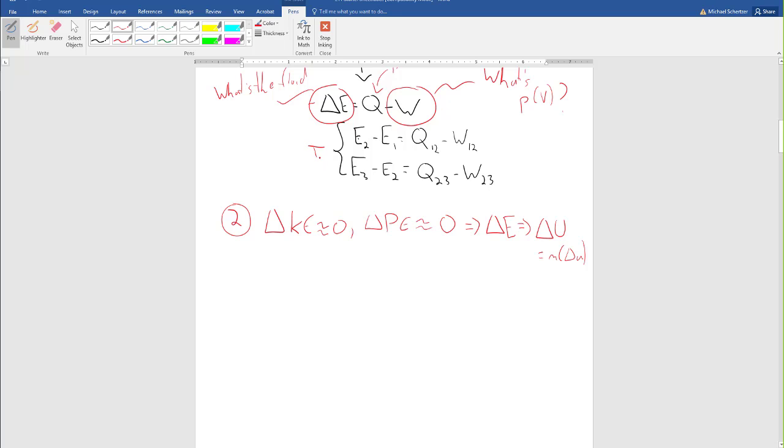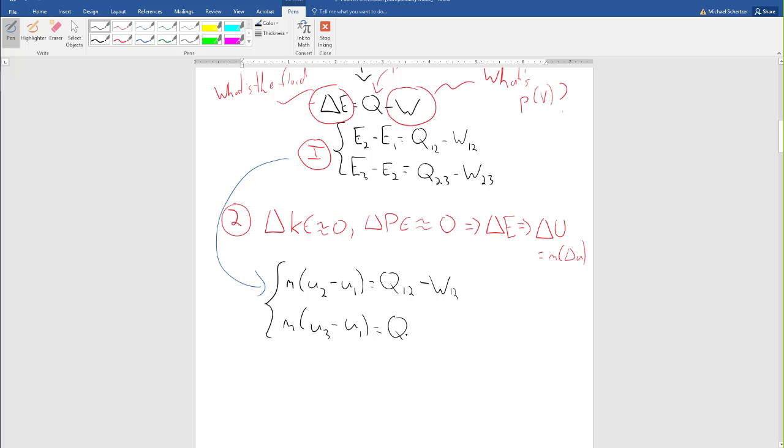So now, if I called this part my equation 1, I would take this down into here, and that's going to become, because I've said that kinetic and potential energy changes can be neglected, the mass times U2 minus U1 is going to be equal to Q from 1 to 2 minus W from 1 to 2, and the mass times U3 minus U2 is going to be equal to Q from 2 to 3 minus W from 2 to 3. Does anybody have any questions to this point?